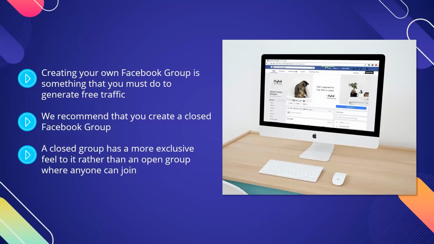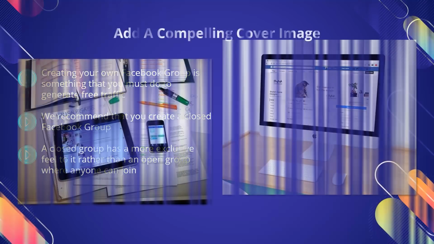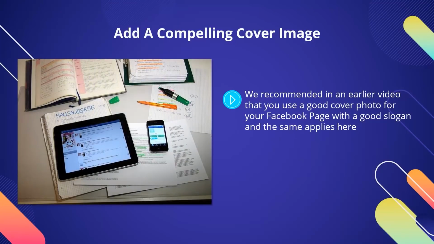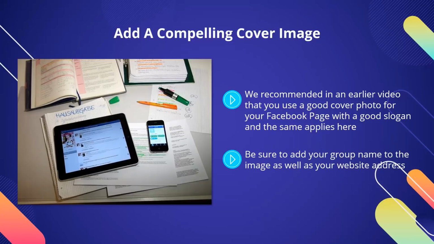Now you need to take steps to optimize your group to attract members. Add a compelling cover image. We recommended in an earlier video that you use a good cover photo for your Facebook page with a good slogan, and the same applies here. A Facebook group is a great way to promote your brand, so use a high-quality image and slogan that lets people know why the group is worth joining. Be sure to add your group name to the image as well as your website address.